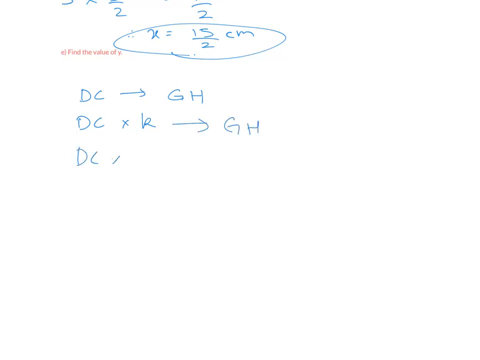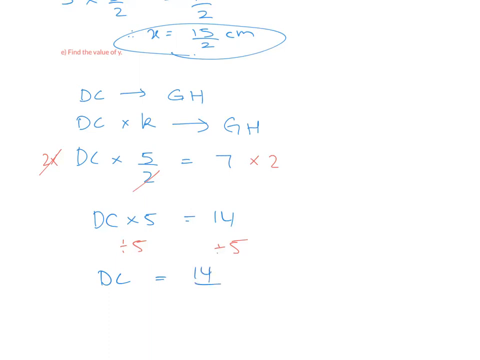So I'm going to insert my values. So K, our scale factor, was 5/2, and that gives us 7. First thing first, what I need to do is multiply both sides by 2 to get rid of this 2 in the denominator. Once I do that, I get DC times by 5. That gives me 14. I then need to divide both sides by 5, and I end up with DC equaling 14/5 centimetres. So therefore y equals 14 over 5 centimetres.